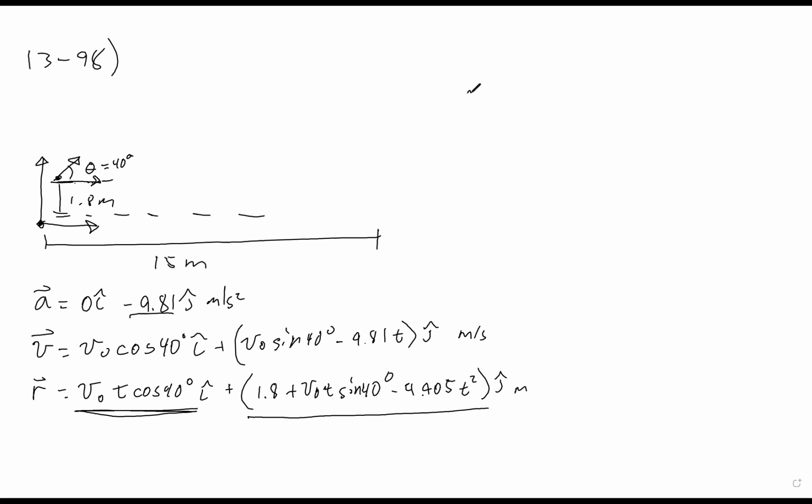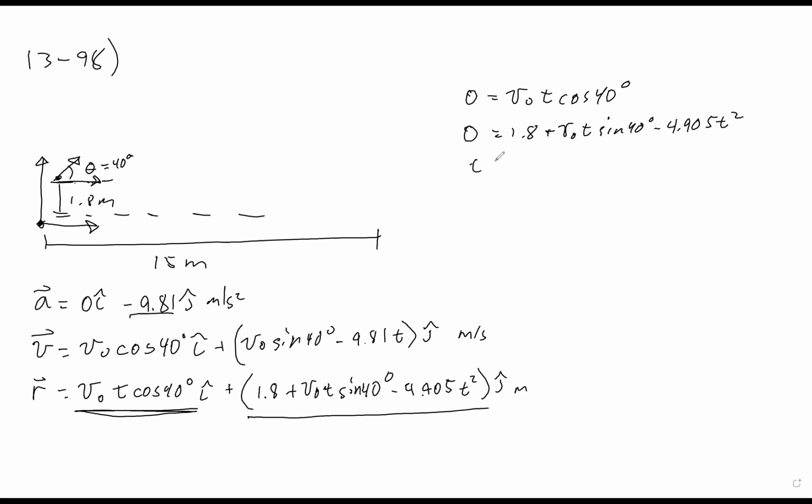So what we have here is 15 equal to v naught t cosine 40 degrees. And then we have another equation, 0 equals 1.8 plus v naught times t sine 40 degrees minus 4.905 t squared. So we can solve for t and v naught using those two equations and get the two unknowns. So use your calculator, practice your algebra, whatever you need to do, but definitely if you got your graphing calculator, make sure you remember how to solve a system of equations in your TI-89.